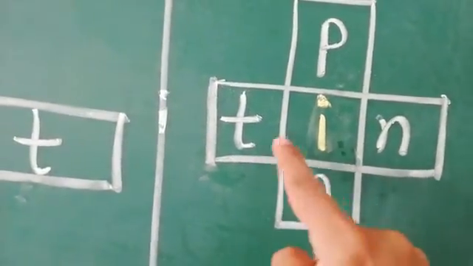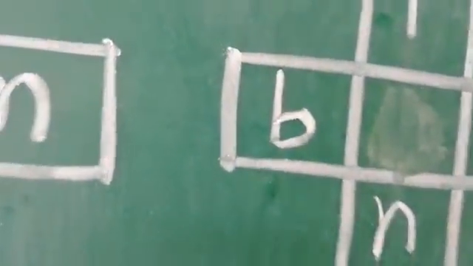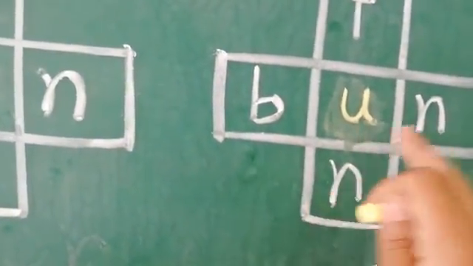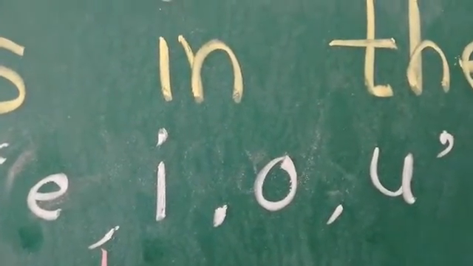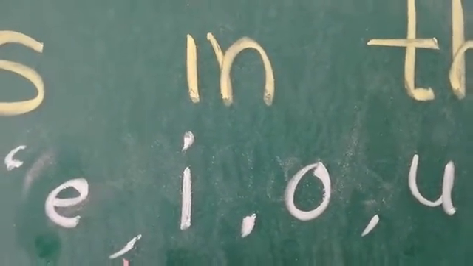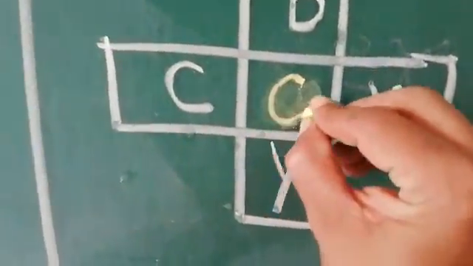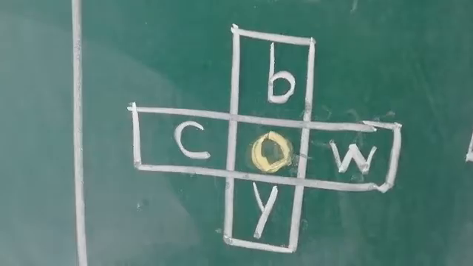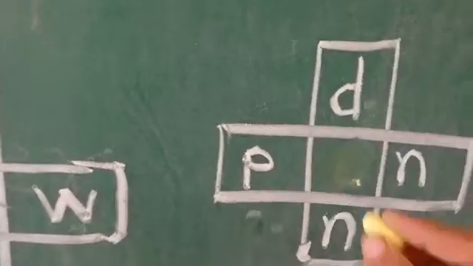P-I-N pin, T-I-N tin. Now here, F-U-N fun, B-U-N bun. Here what we can write? See, you have to use only these four letters E-I-O-U. So what we can write here? Let us write O. B-O-Y boy, C-O-W cow.